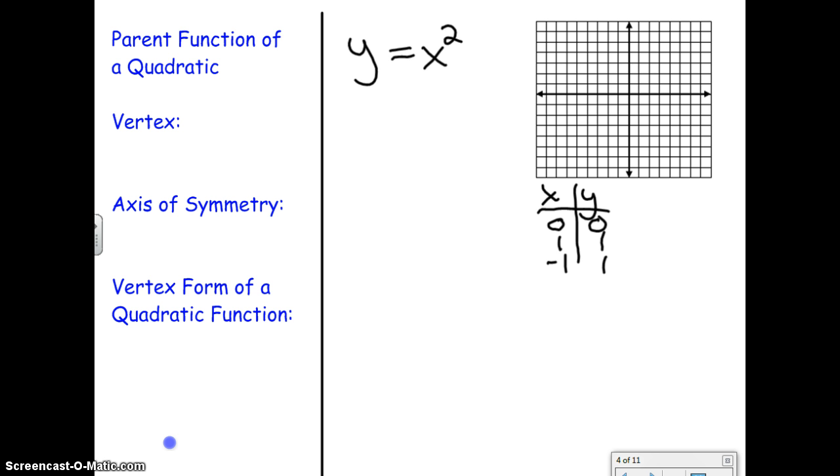When I start to put this on my graph, I'm going to use black to make my parent function. I have the point 0, 0. I have 1, 1. And I have -1, 1. So I'm going to continue. What if I had 2? Well, 2 squared would be 4. So 1, 2, 3, 4. And -2 squared would also be 4. So if I go to -2, 1, 2, 3, 4.